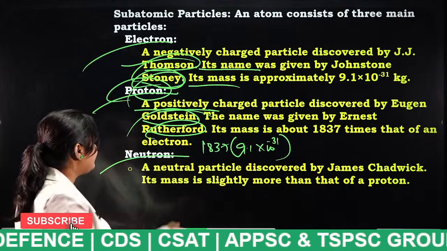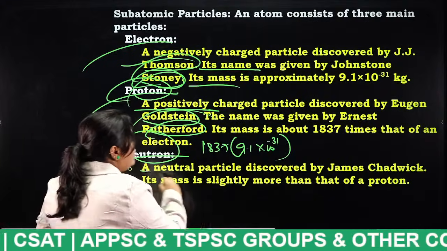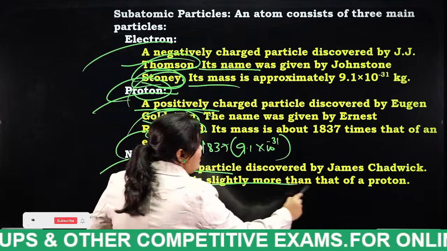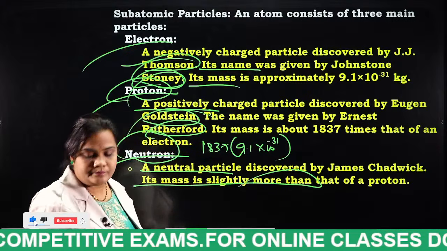Okay. And the last thing is the neutron, students. It is a neutral particle discovered by James Chadwick. Its mass is slightly more than that of a proton.